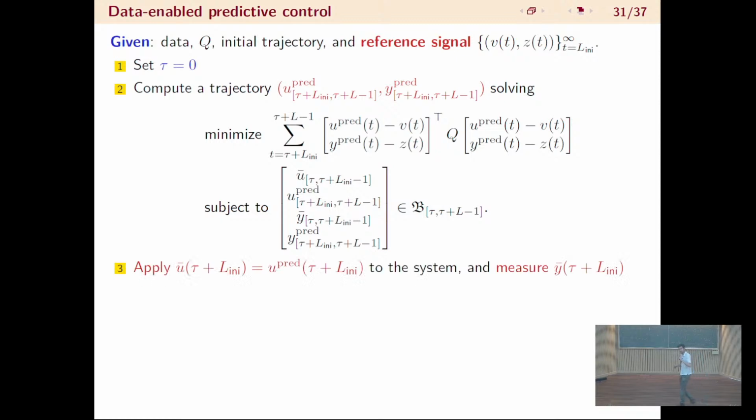The idea is then to only apply one step of the input that I just computed, right? Because here I compute the whole sequence of inputs on this time window. I apply just the first one to the system, and I measure the corresponding output. And then the idea is to repeat the procedure. So I set tau to be tau plus 1, and I again go to step 2. So again, I compute this finite horizon tracking problem, and I repeat the process.